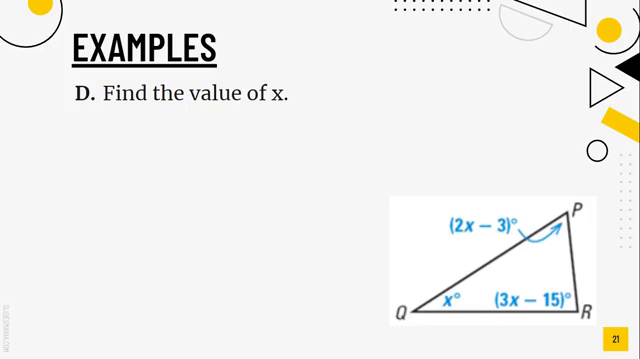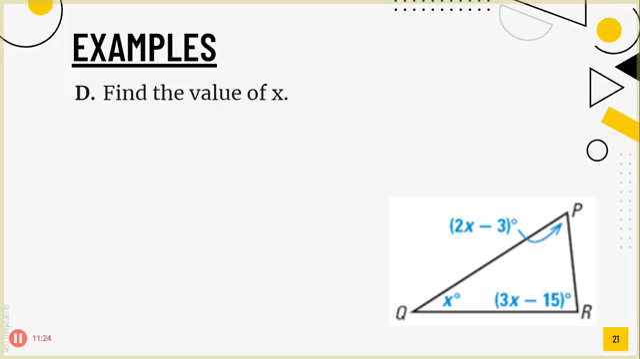Example D, I give you all three interior angles. So we have to remember that when you're given all three interior angles, all three of those angles always add up to be 180 degrees.